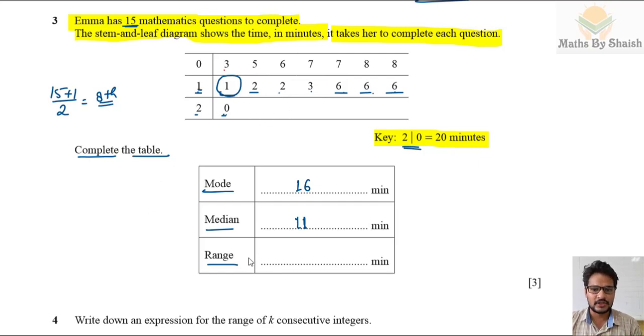So range, the next part is range. Range means maximum value minus minimum value. So the maximum value will come at the last and the minimum value comes at the beginning. So it is going to be 20, 2 0 means 20, and 0 3 means 3. So it is 20 minus 3 is 17, and that's the range.